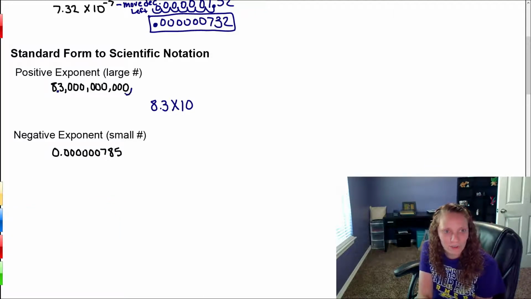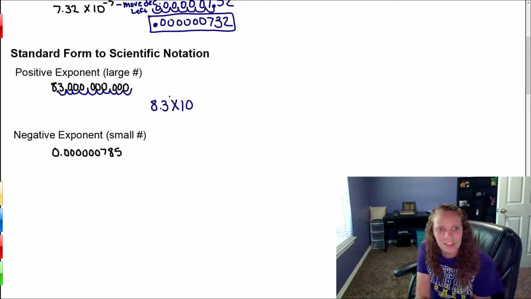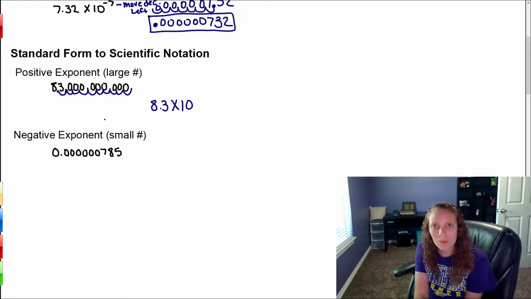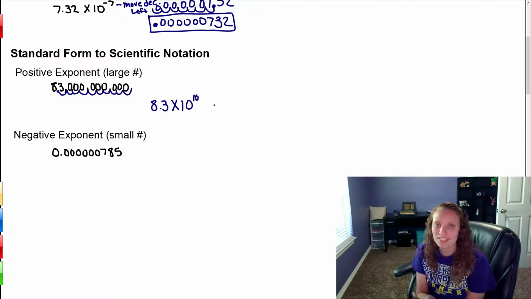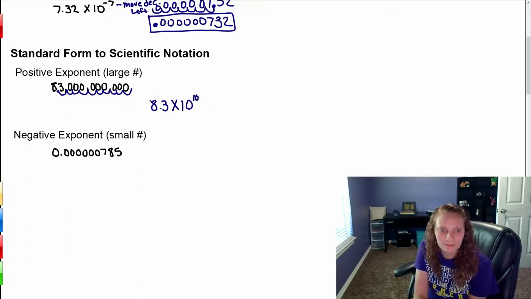So let's count. 1, 2, 3, 4, 5, 6, 7, 8, 9, 10. So our decimal moves over 10 times, so it's going to be a positive 10 exponent. So this number is the same as 8.3 times 10 to the 10th power.